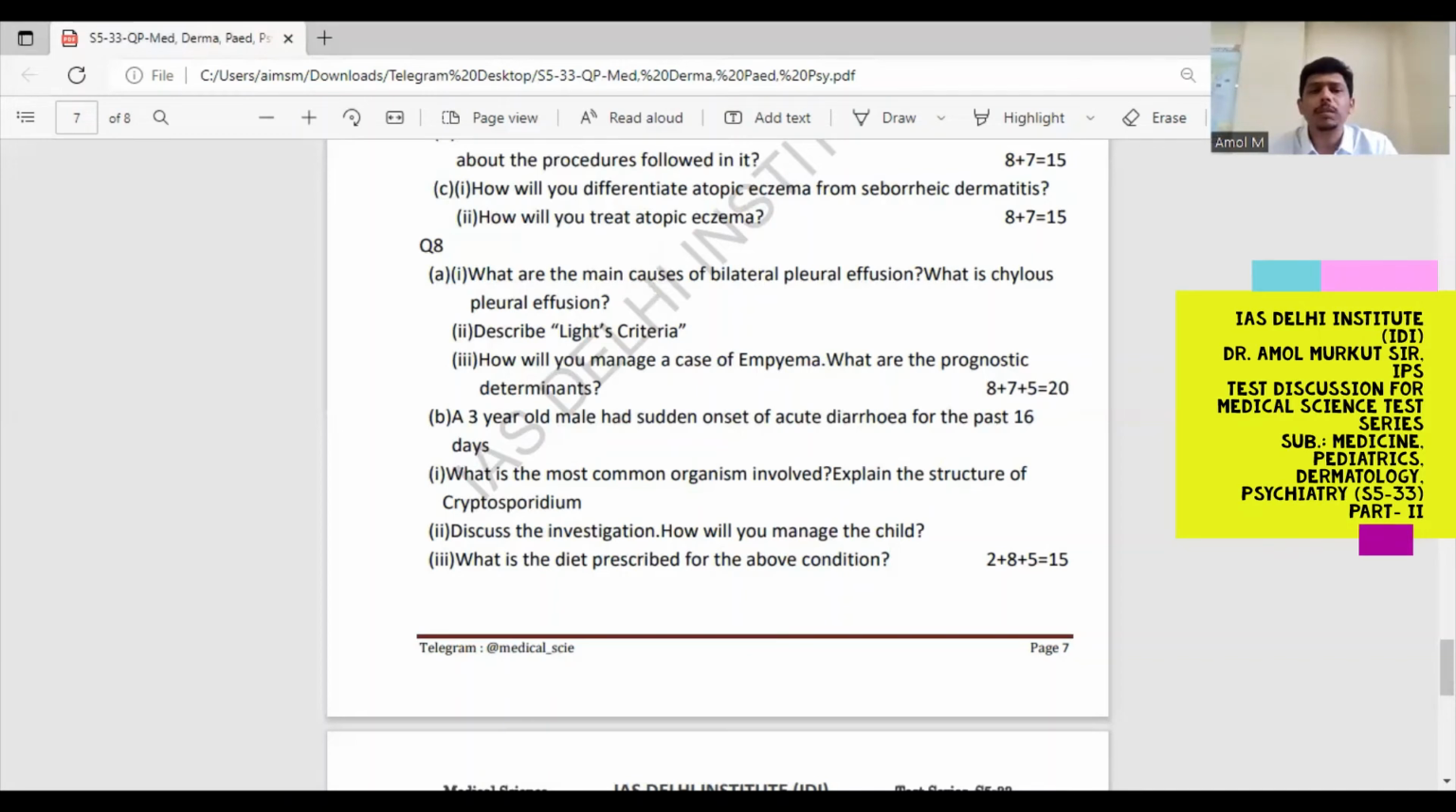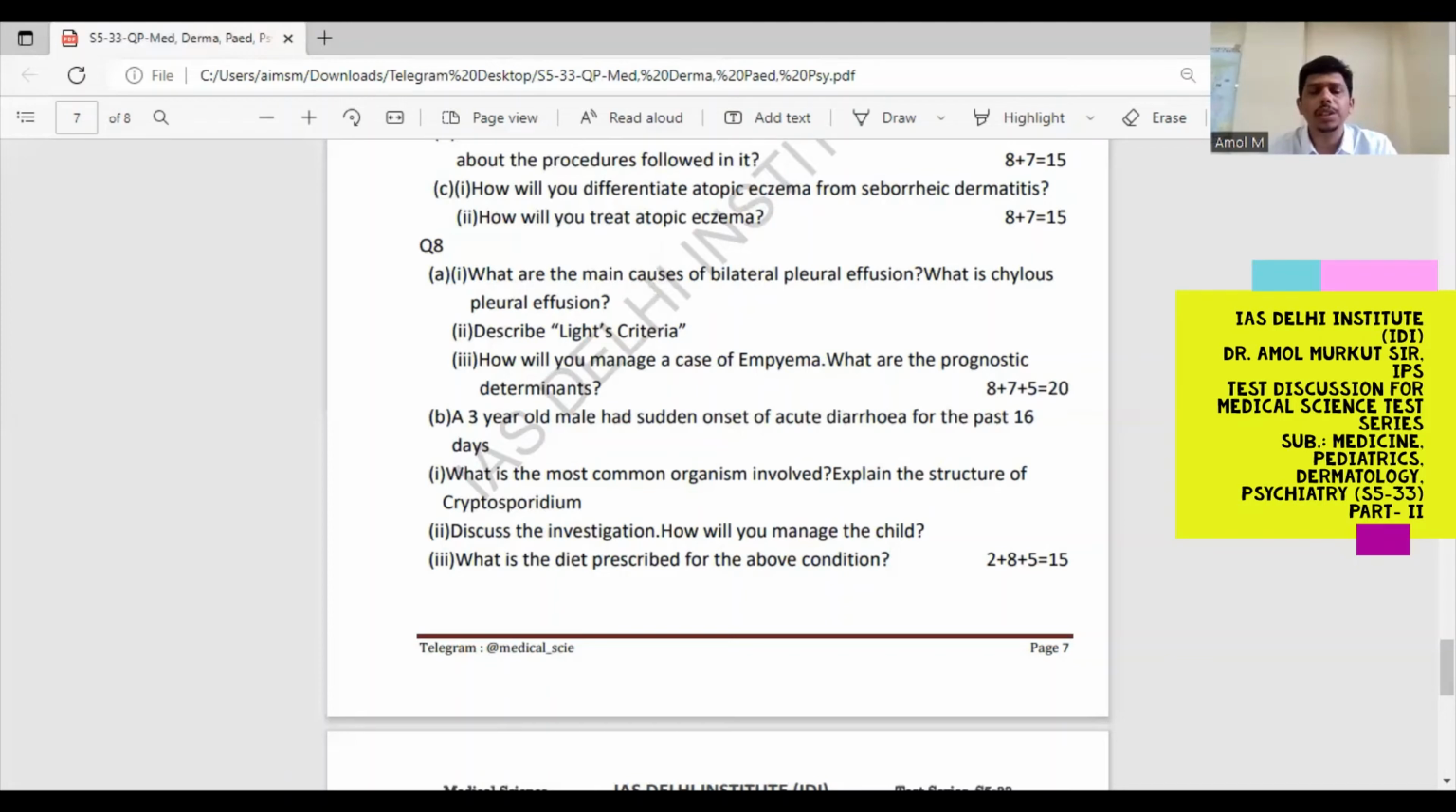Managing the case of empyema. Then again, a systemic and what you can call a definitive and supportive management. In case of supportive, say hydration, blood glucose, prevention of acidosis. And specific, you have to drain the empyema fluid. If you don't drain, then there is fibrosis and further complication.